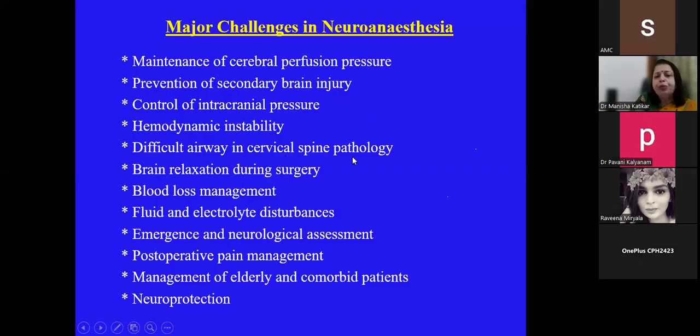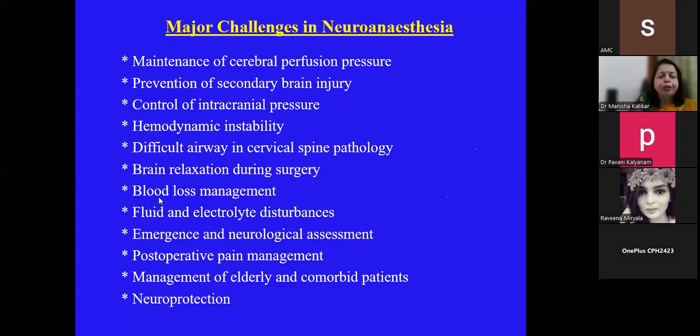It may not be only cervical spine. Even an unconscious or drowsy patient with less mouth opening because of tobacco chewing is very difficult to assess when we anesthetize these patients. Surgeons request us to relax the brain during surgery, so it is very challenging for all of us to give a proper surgical field to the neurosurgeon.